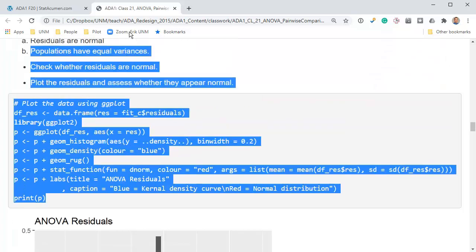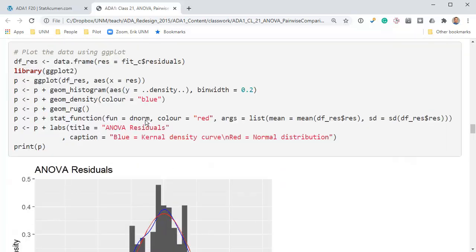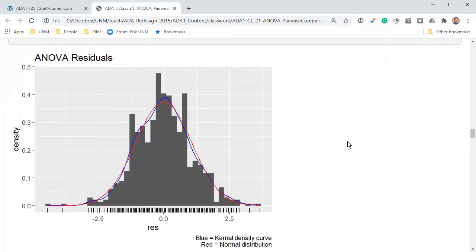So if you do that and plot the residuals, so we're making a histogram, we're putting a density plot over there, we're also plotting a normal function based on the mean and the standard deviation of the residuals, and labeling the plot. Okay, so here is the distribution of the residuals. The blue line is the fit to the histogram, and the red curve is a perfect normal distribution. So what do you think? Do these residuals look normal?